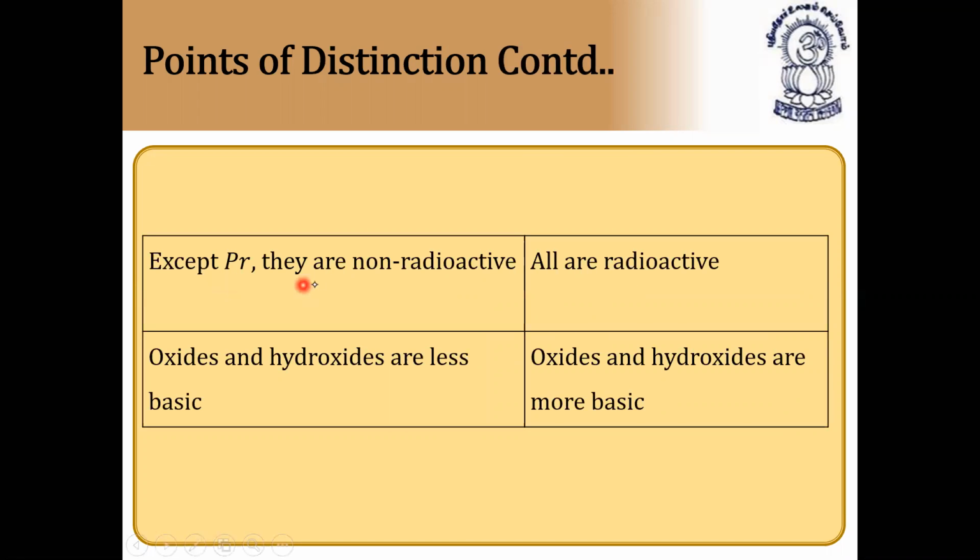Except promethium, lanthanides are non-radioactive. All actinides are radioactive. So the only radioactive element in the 4f series, that is lanthanides, is promethium. This point they will definitely ask. Promethium is the only radioactive element in lanthanides.